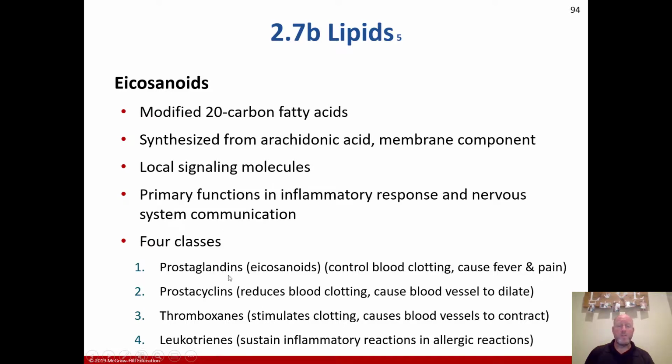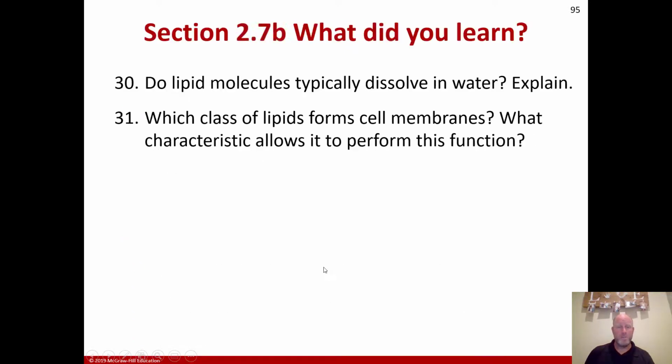You're actually trying to go against the prostaglandin response when you're taking an NSAID, or anti-inflammatory. Prostacyclins reduce blood clotting. They cause blood vessels to dilate, and the opposite effect for thromboxanes, which stimulate clotting and cause blood vessels to contract. They have different purposes for different times, right? And leukotrienes sustain inflammatory reactions and allergic reactions.